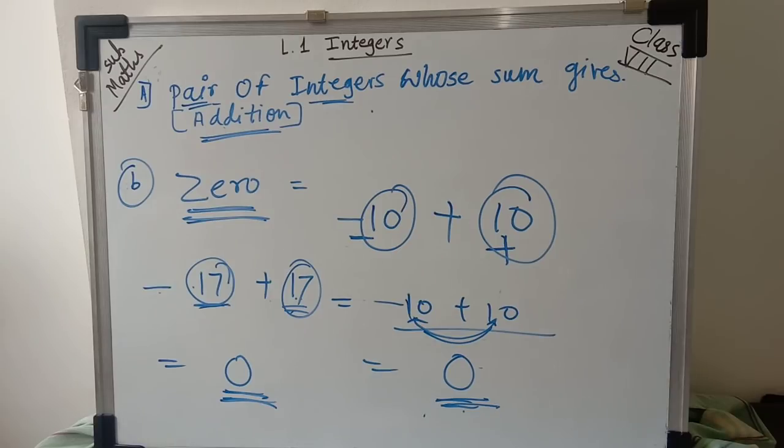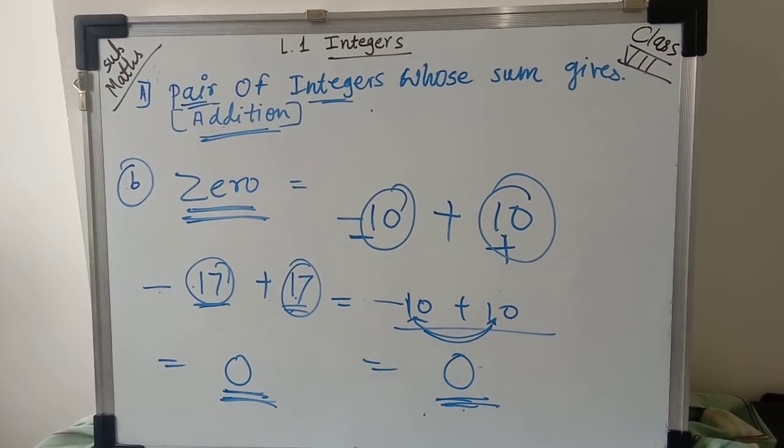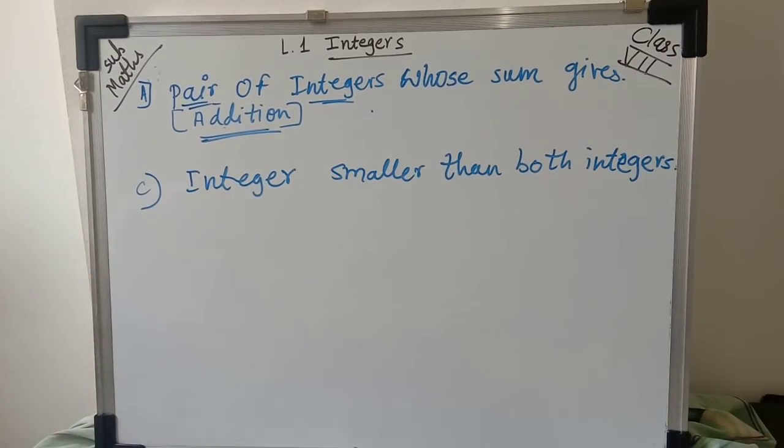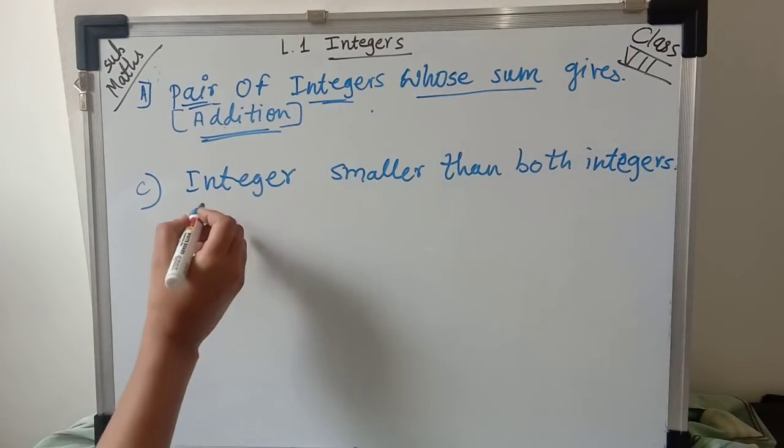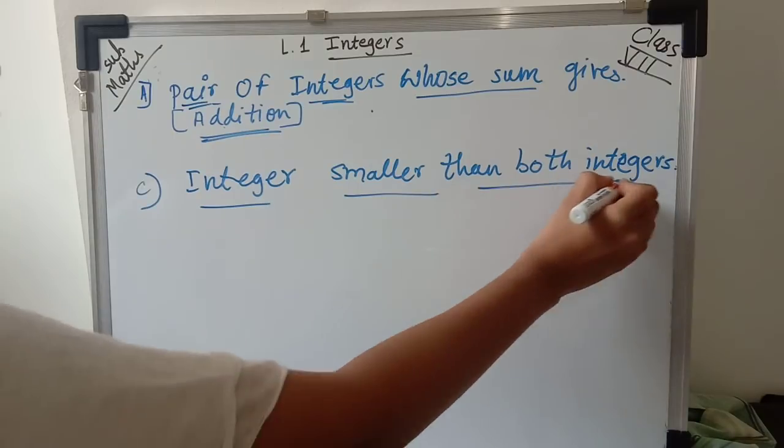Okay, so now let's see the pair of integers whose sums gives the integer smaller than both the integers. So the third pair we have to find is the pair of integers whose sums gives integer smaller than both the integers.